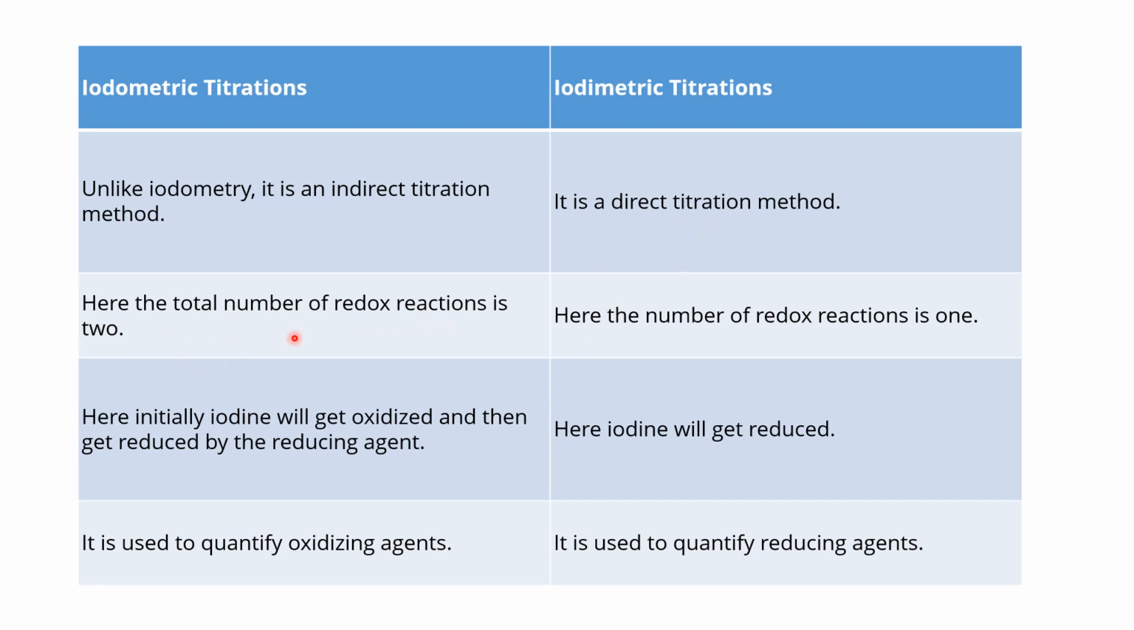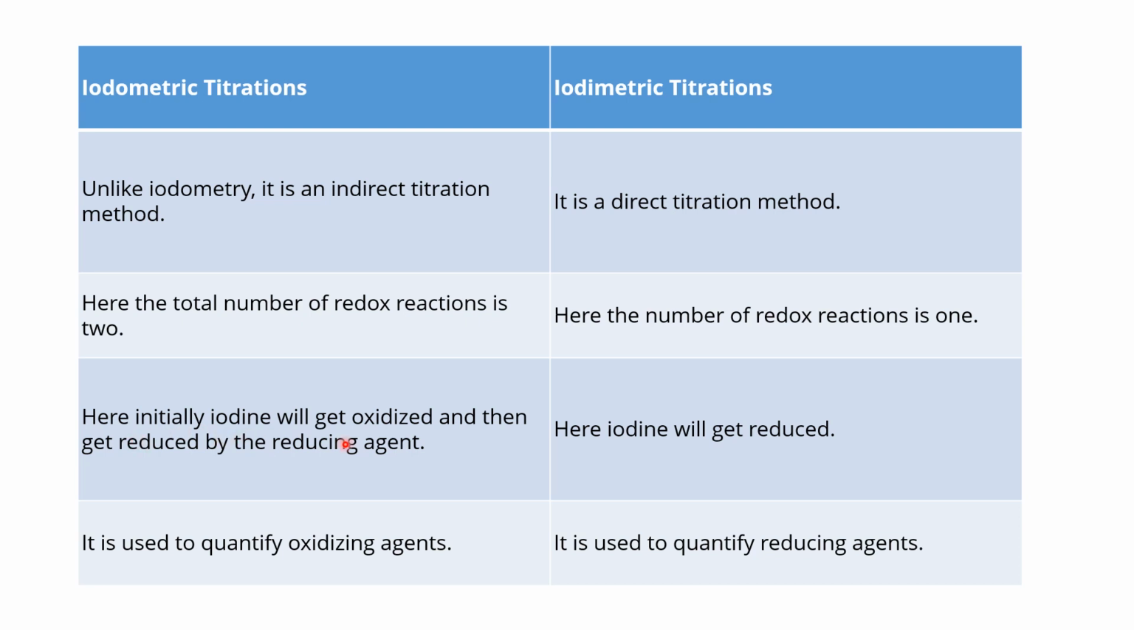Here the total number of redox reactions is 2. Why 2? Because in the first step you produce iodine, in the second step you react iodine with sodium thiosulfate, so 2 steps. Here only 1 step. Iodine is titrated against whatever is the analyte.